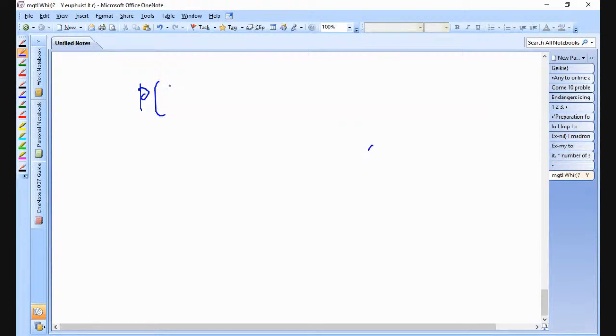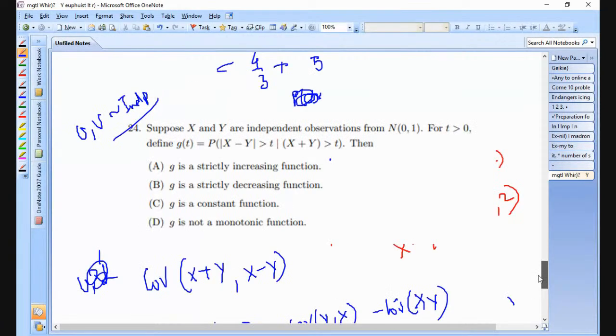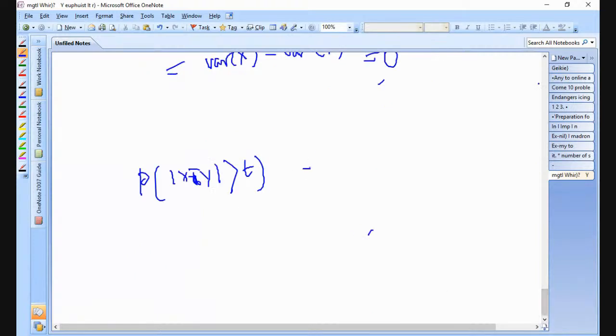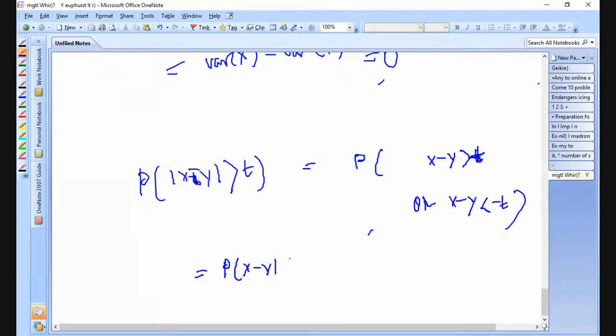So therefore, probability of modulus of x plus y, x minus y is greater than t will be the same thing as probability of x minus y greater than t or x minus y less than minus t. This is the same as probability of x minus y greater than t plus probability of x minus y less than minus t.